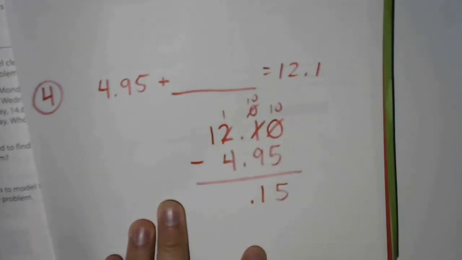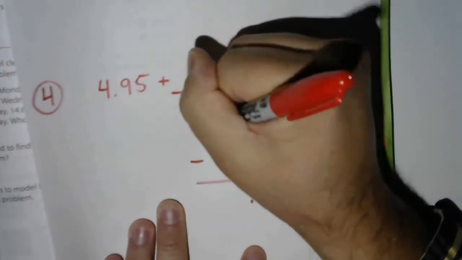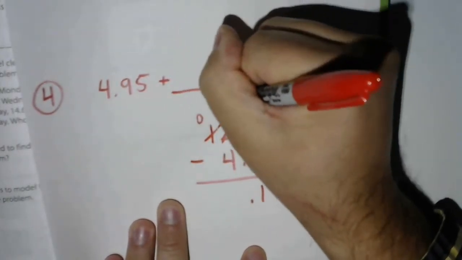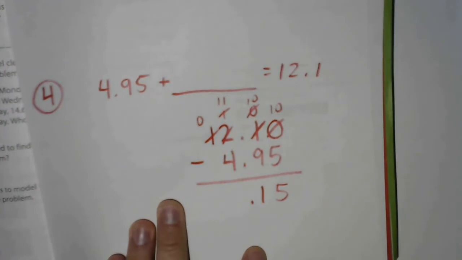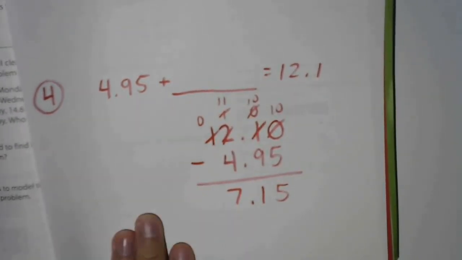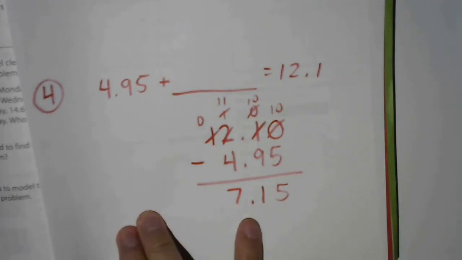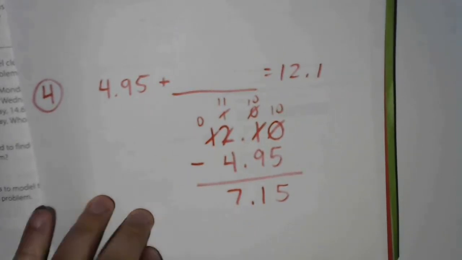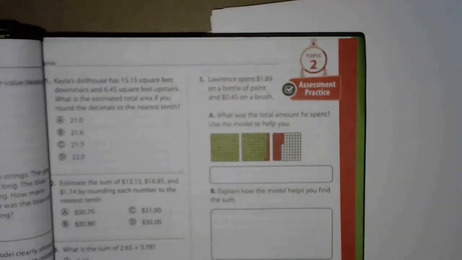1 minus 4, no, now I gotta borrow. The 1 becomes a 0, the 1 becomes an 11. 11 minus 4, okay, back on track with 7. And 0 minus 0 is nothing. So 7 and 15 hundredths. Let's just verify on number 4, and there it is, 7 and 15 hundredths, answer choice A. Let's move on now and take a look at number 5.